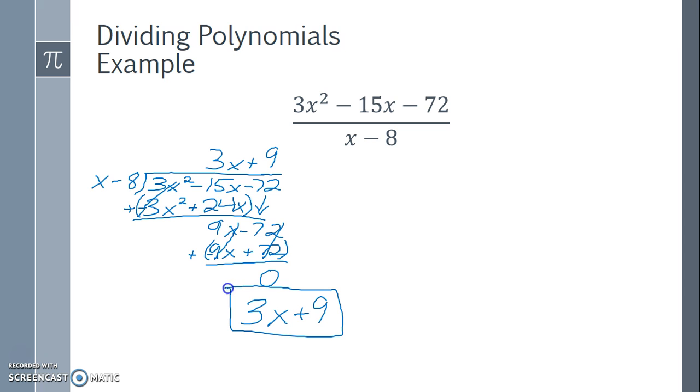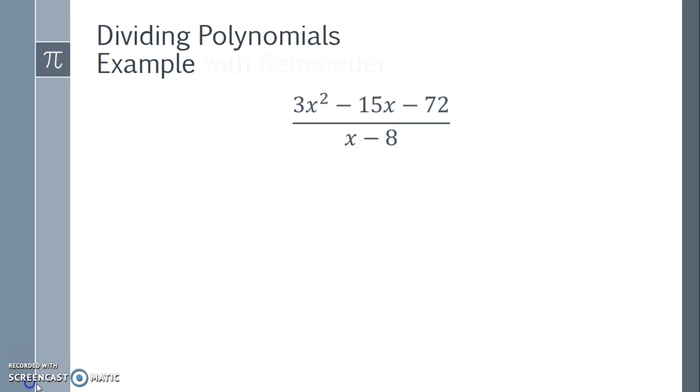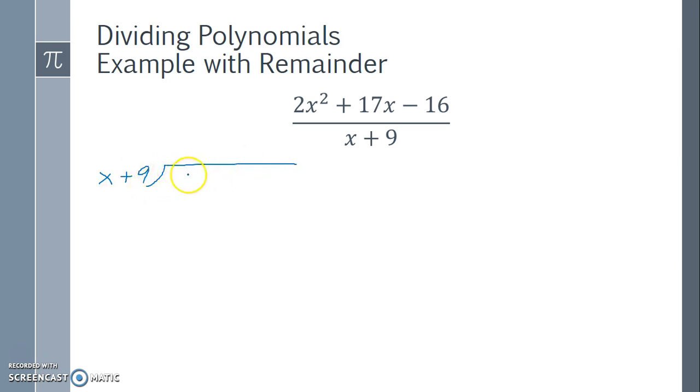Okay, now let's look at one more example where we have a remainder. Okay, so same process. We're going to start by setting up my division problem. So we get x plus 9, my division symbol here, 2x squared plus 17x minus 16.